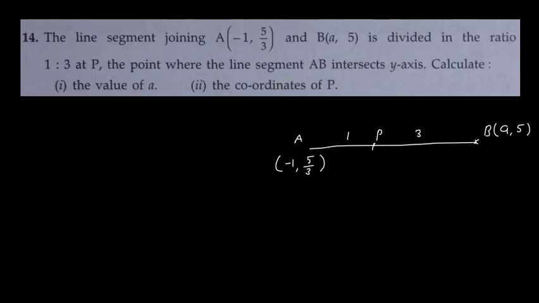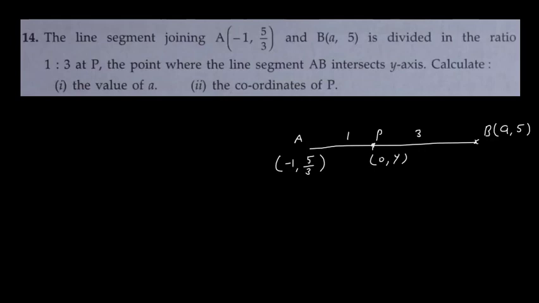The point where the line segment AB intersects the y-axis, that is P. This point P is a point on the y-axis, so its coordinate we can say is 0 comma y. Calculate the value of A. Now I have to find the value of A.